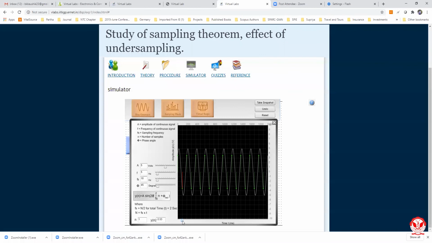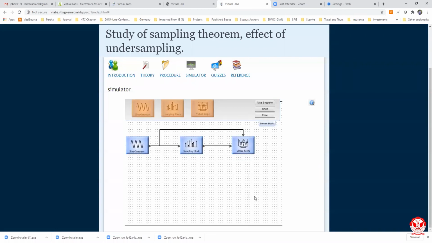Again, we move forward one step at a time. It is in milliseconds. The red one is selected now. For this red one, n equal to 2 and y[n] is 3.53 now. So by sliding the cursor here we can get all the values. When we want to close, we click the cross sign and the window disappears. So this is all about the study of the sampling theorem and the effect of undersampling.